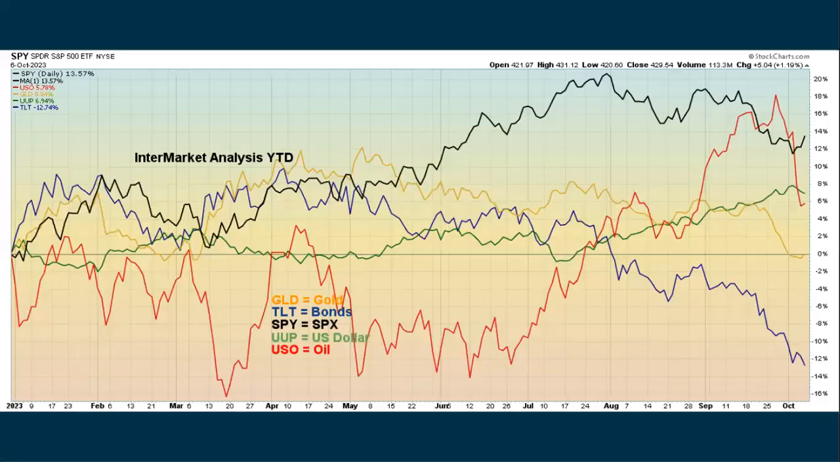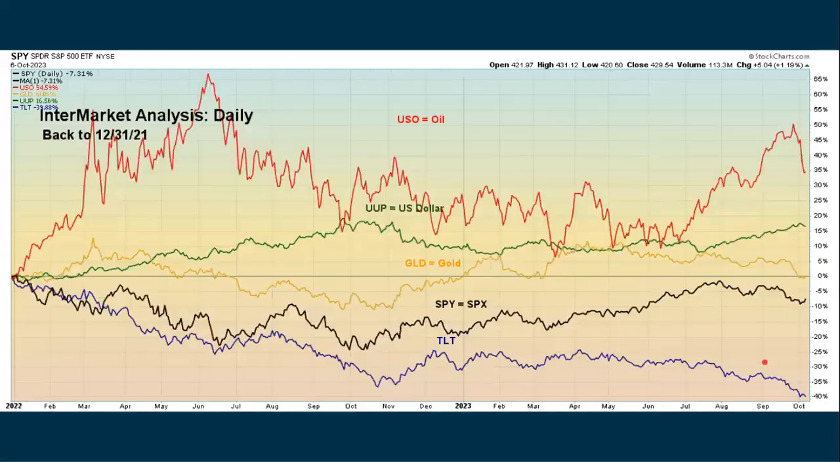Some relative studies. First, we look at the intermarket analysis chart going back to the beginning of the year, where we're now having stocks turning up and doing better. Oil a week ago was just doing wonderful. Well, it was really down this past week. The green line is the dollar, and gold, which had started to slip negative. It's pretty much a change going back to the beginning of the year, where bonds went negative in August and have been having trouble ever since.